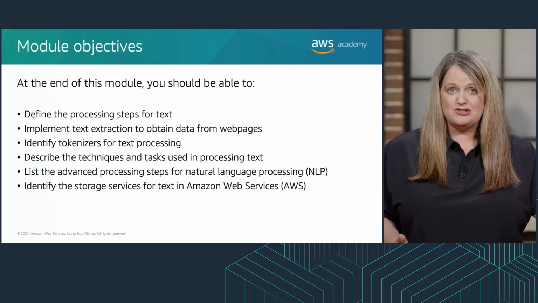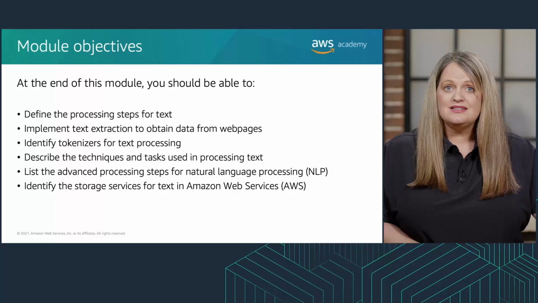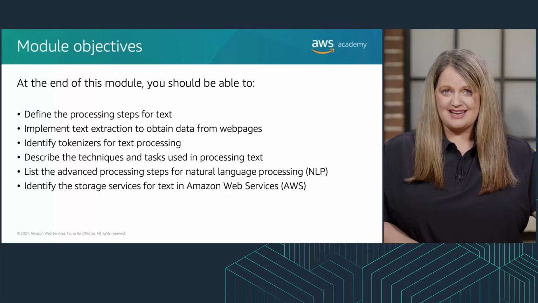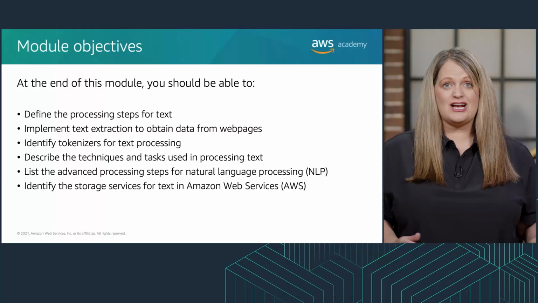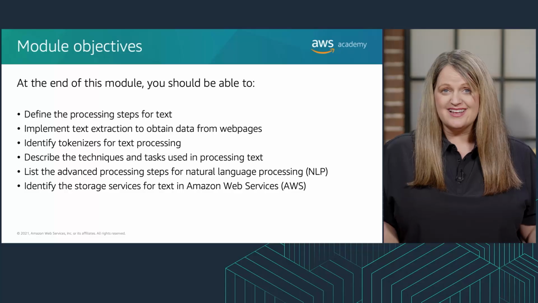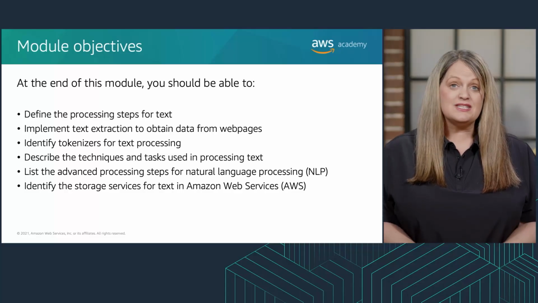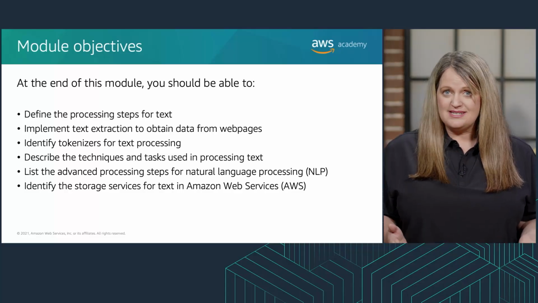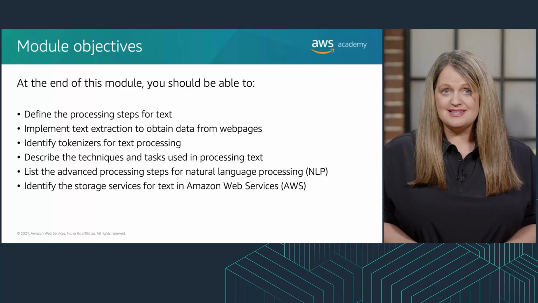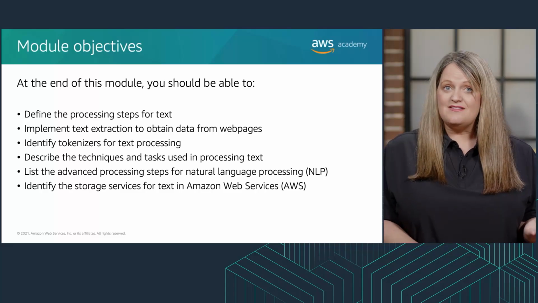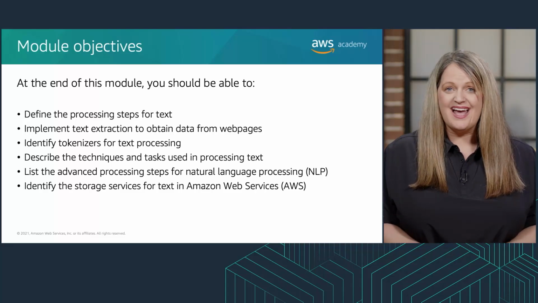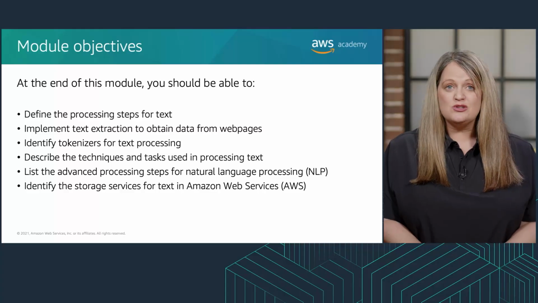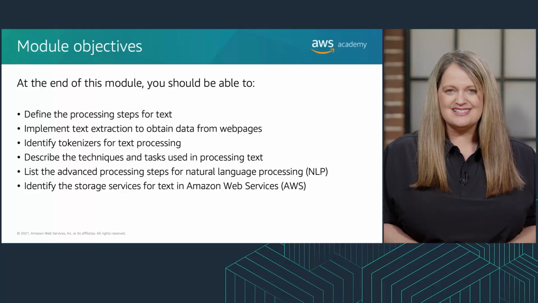At the end of this module, you should be able to define the processing steps for text, implement text extraction to obtain data from web pages, identify tokenizers for text processing, describe the techniques and tasks used in processing tasks, list the advanced processing steps for NLP, and finally, identify the storage services for text in AWS.